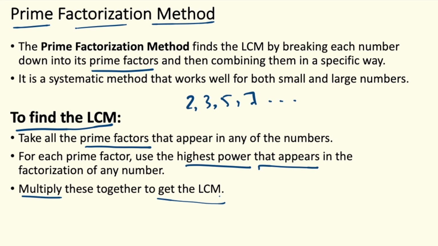The beauty of this method is that it is systematic and efficient. It works well not just for small numbers but also for large ones, where listing multiples would become tedious. So in short, take the highest power of each prime factor, then multiply them to get the LCM. This method is widely used because it gives us a clear and reliable way of calculating LCM, and it connects well with the concept of prime numbers, which form the building blocks of all integers.